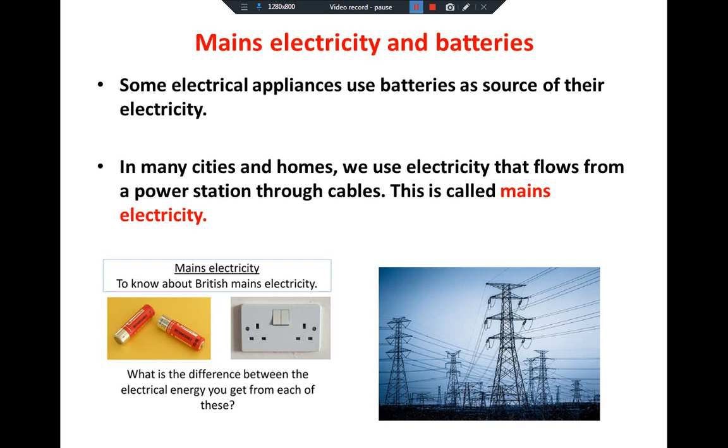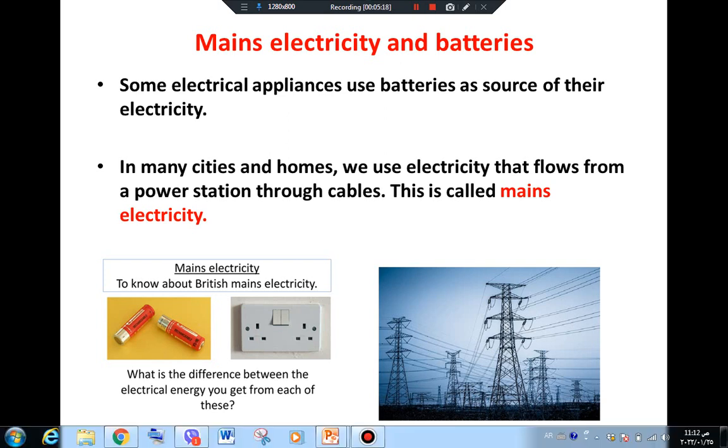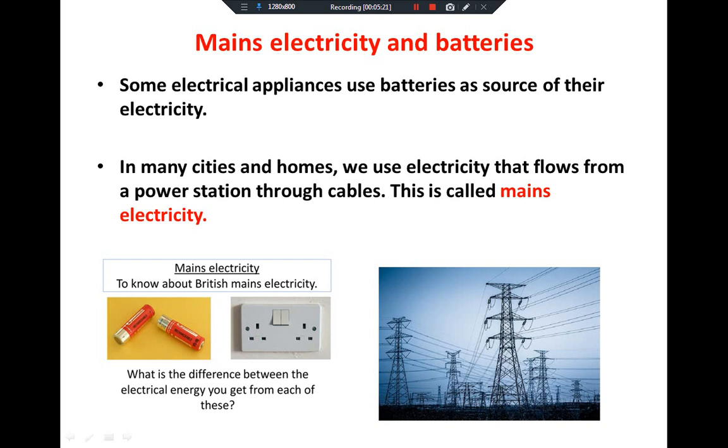Although we still have some appliances at our homes that should work using batteries because they cannot endure the force or the energy that mains electricity can deliver. Therefore, a question arises here. To know about British or any other country's mains electricity, what's the difference between the electrical energy you get from each of these? What's the main difference between them?